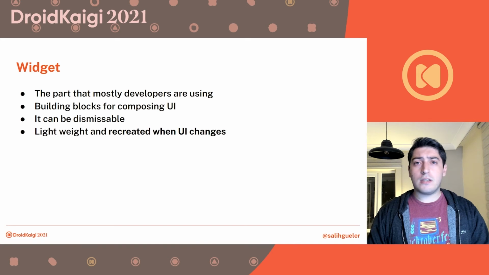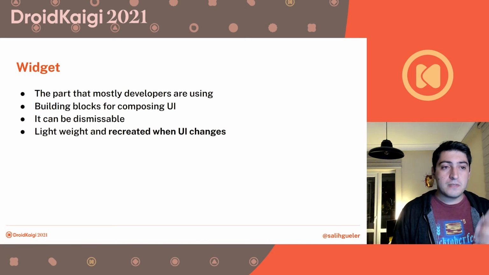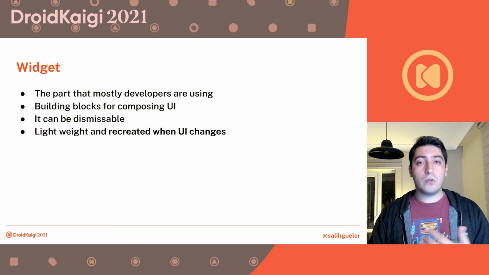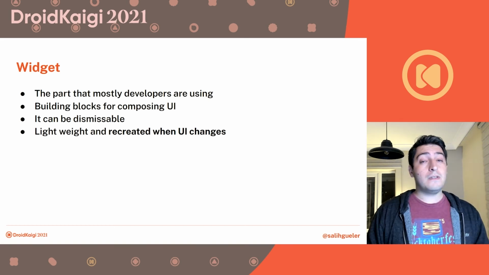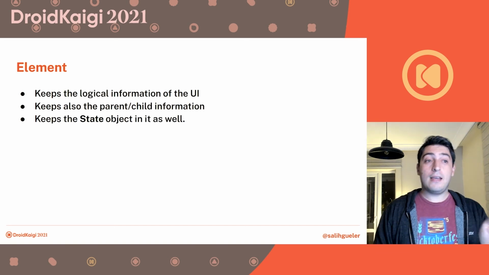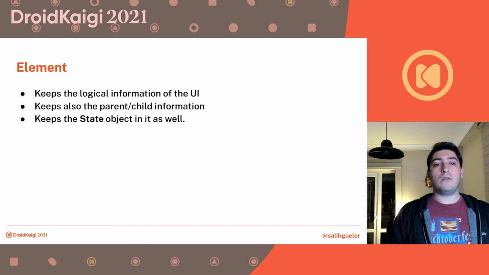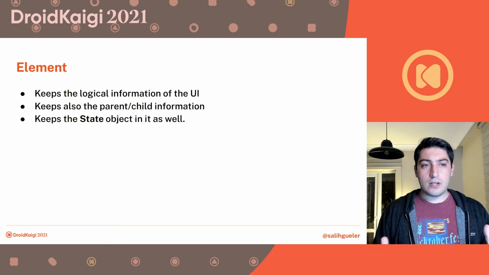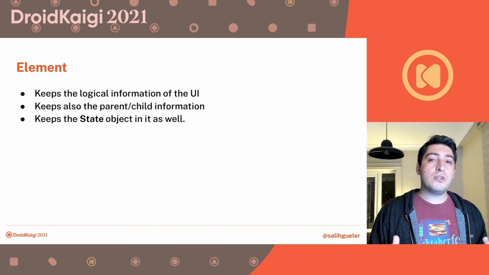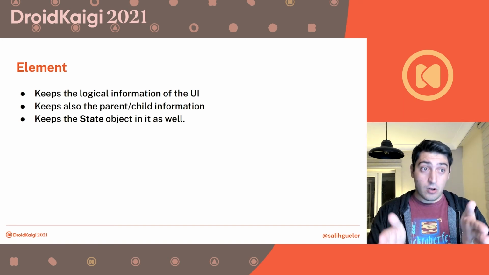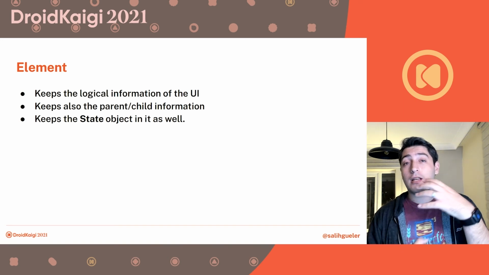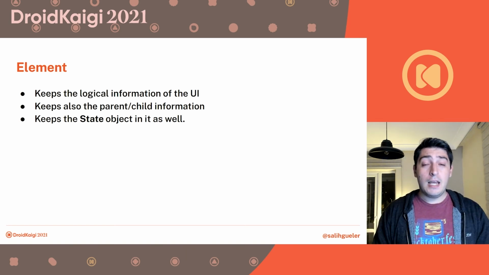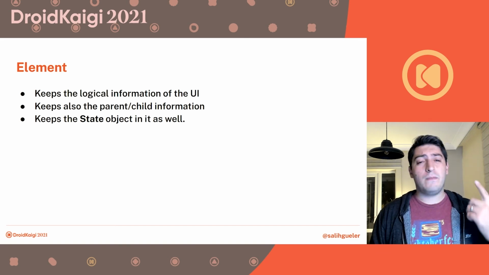We talked about widgets. Those are the building blocks. They can be disposable, but if they are, how can we make things more fluent and get rid of the immutability and show what we have? And this is where the element comes in. The idea is that element is doing the heavy work for us. It is keeping the logical information of the UI. It is keeping the state object, so if it changes, it calls itself dirty and makes the proper implementation to make it clean. And it also keeps the parent and child information inside it.